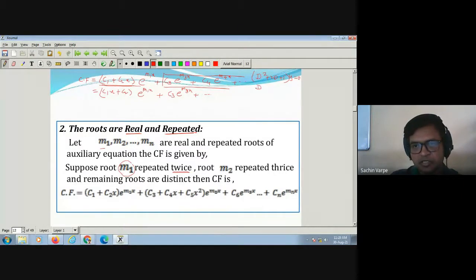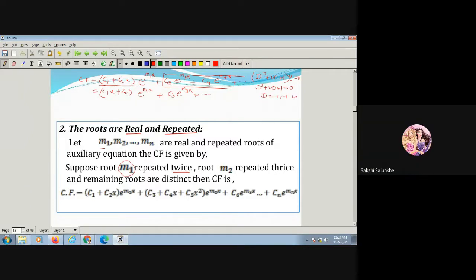So its auxiliary equation is D square plus 2D plus 1 is equal to 0. What are the roots here? This is actually the expansion of (D plus 1) the whole square, right? So the roots are D equal to minus 1, right? Yes. The roots are real and repeated.